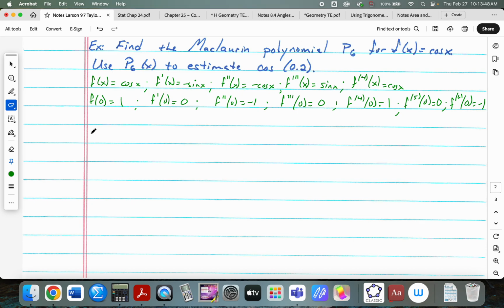So my 6th degree Taylor polynomial, or Maclaurin polynomial, p sub 6 of x, is going to be equal to 1 plus 0 times x minus 0, minus 1 over 2 factorial times x minus 0 squared, plus, excuse me, 0 over 3 factorial times x minus 0 cubed, plus 1 over 4 factorial times x minus 0 to the 4th, plus 0 over 5 factorial times x minus 0 to the 5th, minus 1 over 6 factorial times x minus 0 to the 6th.